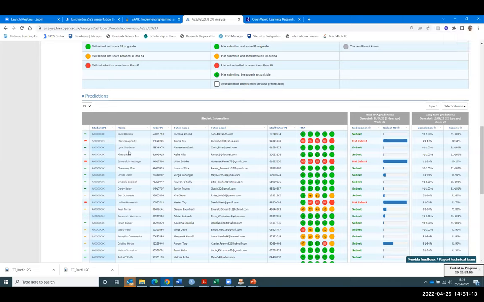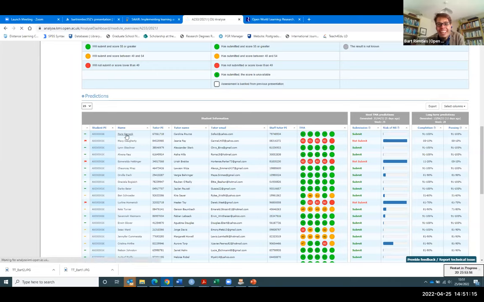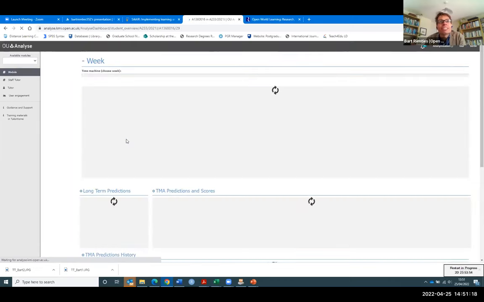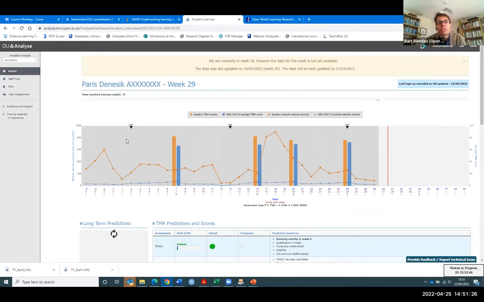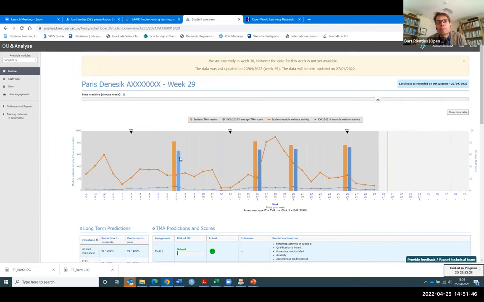Let's go to Paris. Thank you. So if we go to Paris, then a teacher can see exactly what Paris is doing and how Paris compares to the rest of the group. What you can immediately see, the blue looks a little bit strange, it seems really flat, but that's because Paris is extremely active. Paris is very engaged, does extremely well in comparison to the peer cohort, is super active in week 17 and 18, and is always doing well.